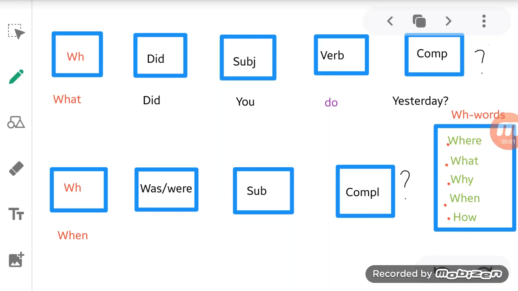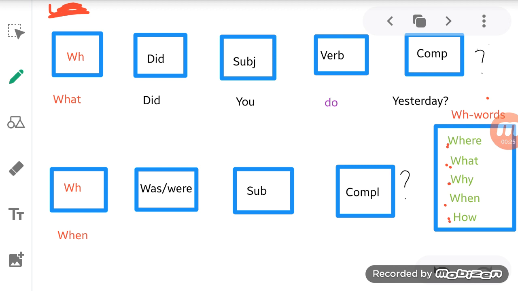Second part of the video, and we are going to see the WH questions. As I was telling you, with the WH questions, we have an extra element, which is the WH word. Which are the WH words? Do you remember? Here we have some of them. We have where, what, why, when, and how.